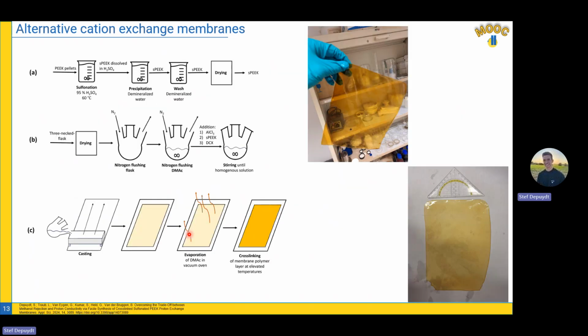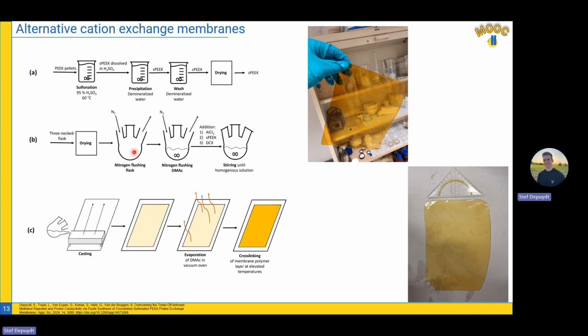Now here you see the steps of how you make the membrane. We use PEEK pellets. We put the PEEK pellets in concentrated sulfuric acid. These PEEK pellets dissolve in the sulfuric acid, and at an elevated temperature we then have the sulfonation. Afterwards, we have our SPEEK, and then we wash the SPEEK in water and dry it. This SPEEK we then put in a flask.